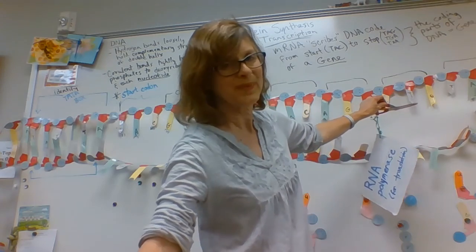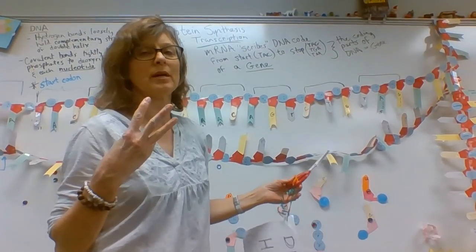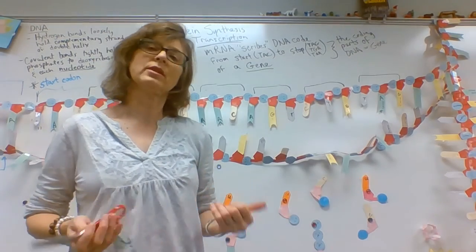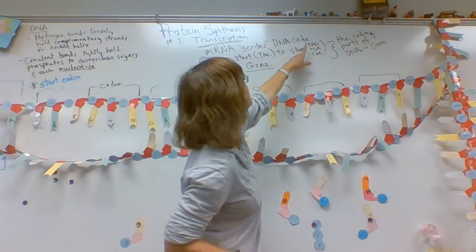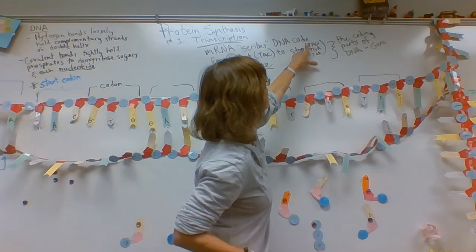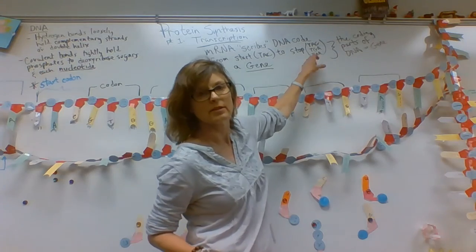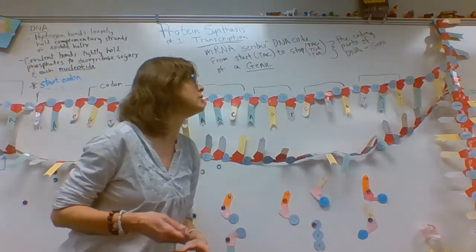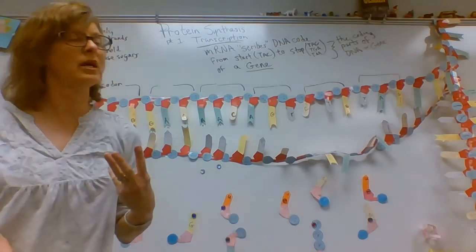And so this code goes through until there's a stop codon. Now there's 3 different kinds of stop codons. So TAC is the only start codon, but there are 3 stop codons. The stop codons I have up here, it's either going to be a TAG, a TGA, or a TAA. Those are 3 possible stop codons.